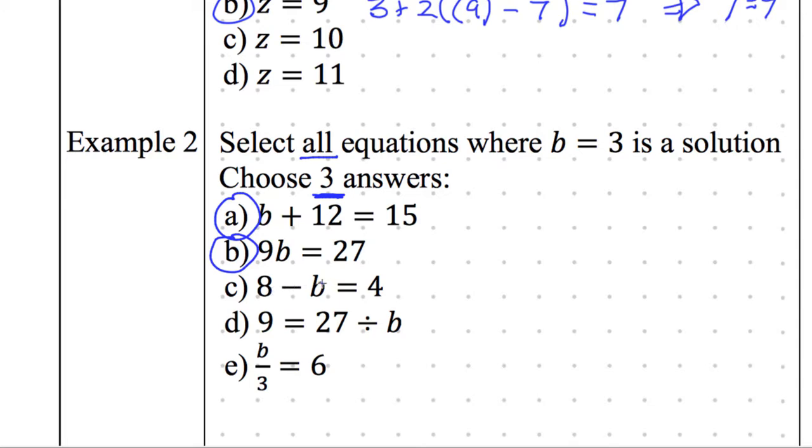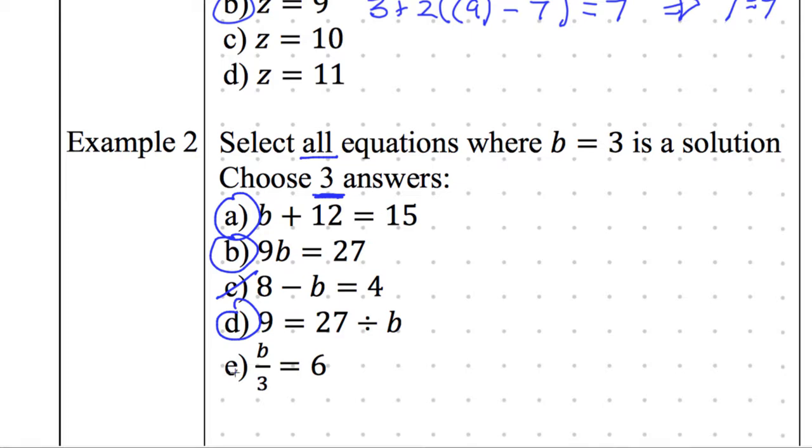8 minus b, that's 8 minus 3 now. Is that an answer? Shout it louder, please. No. No, it's not, because that would be 8 minus 3, which is 5. 5 is not equal to 4. Let's try this one. 9 is equal to 27 divided by b. What's 27 divided by 3? 9. 9 equals 9. There's our third answer.